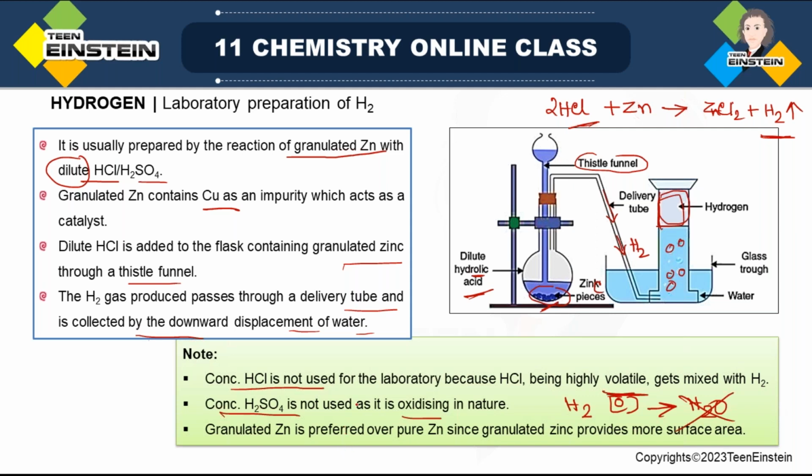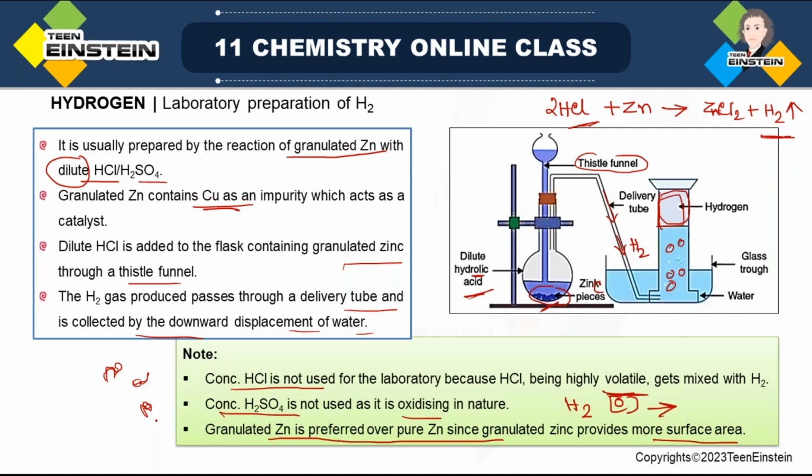Then granulated zinc. Why do we take it? One reason is obviously copper is present as an impurity which acts as a catalyst. There is another reason why granulated zinc is preferred over pure zinc. The reason is it has more surface area. Granulated zinc basically looks like this if you simply look at it. So there is surface area compared to a pure zinc strip, obviously it will be high. So these are the two reasons why we take granulated zinc.